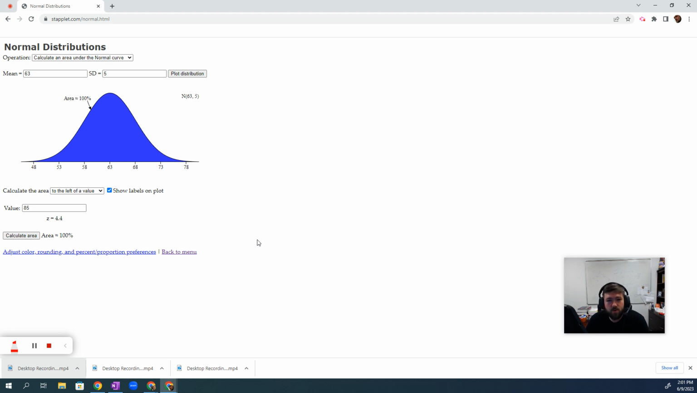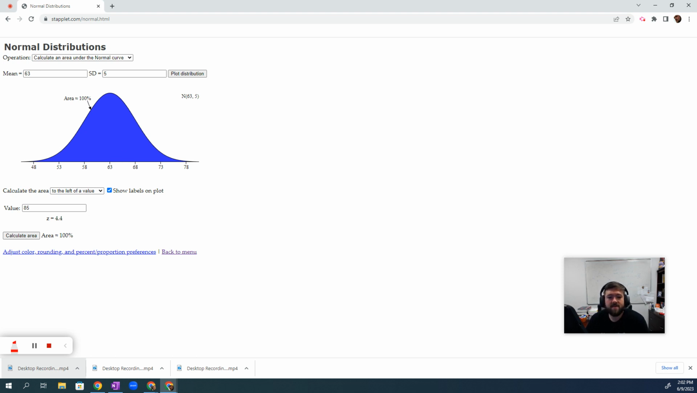Is it possible that somebody did better than an 85 on the test? Yes, it is, right? So it is not absolutely certain that everybody scored below an 85, but it is very, very likely. Notice this says that the area is approximately 100, not exactly 100%, right? So we use the normal curve and the area underneath it to estimate probabilities, not always find the exact probabilities.